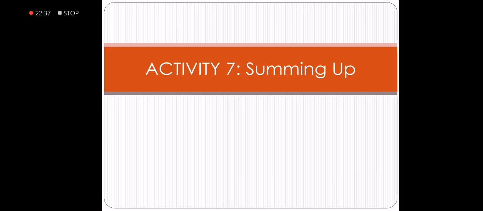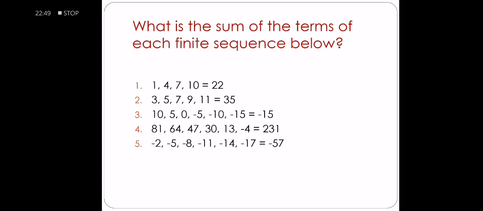Activity number 7 is simply summing up. So, madali lang naman yung activity 7 natin. All you have to do is to simply add all the terms na nakalagay. Or manual add. Okay, what is the sum of the terms of each finite sequence below? So, number 1, we have 1, 4, 7, 10. Pag pinag-add natin lahat yan, we will have 22.